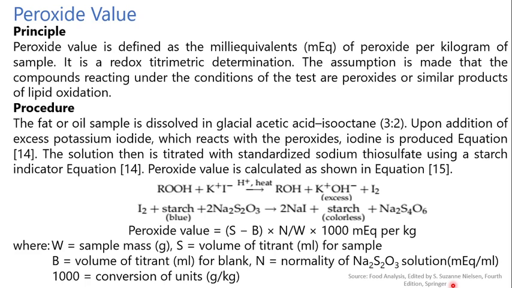Then the next one is the peroxide value. The peroxide value is defined as the milliequivalents of peroxide per kilogram of the sample. So it is a redox titrimetric determination. The assumption is made that the compounds reacting under the conditions of the test are peroxides or similar products of lipid oxidation.